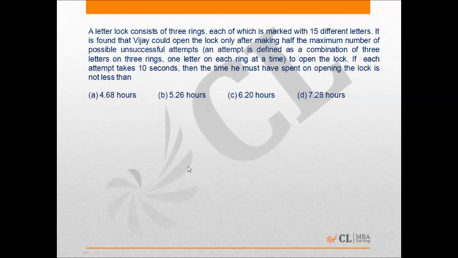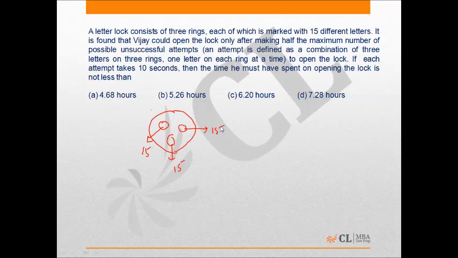This is a problem of permutation and combination. Here we have a lock consisting of 3 rings, each of which is marked with 15 different letters. If we draw a diagram, if this is a lock, there are 3 rings and each ring has 15 marked letters.